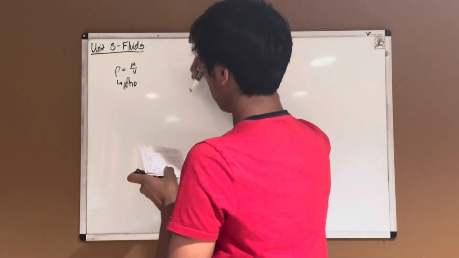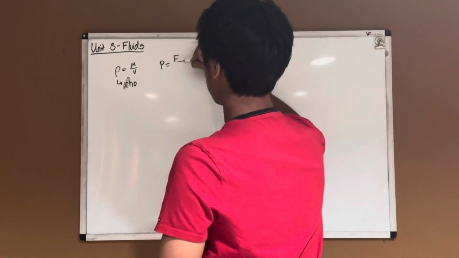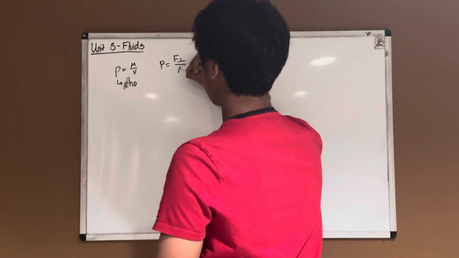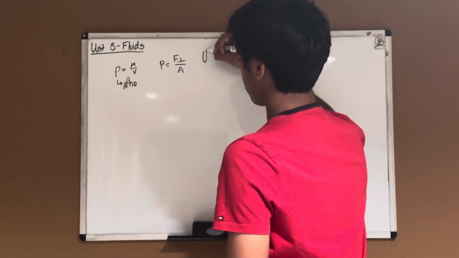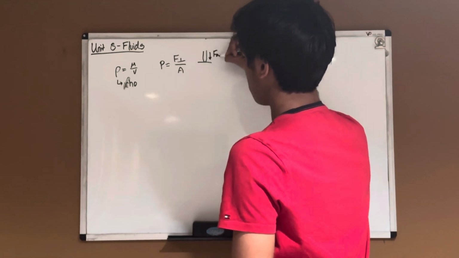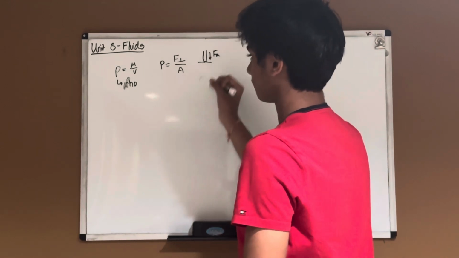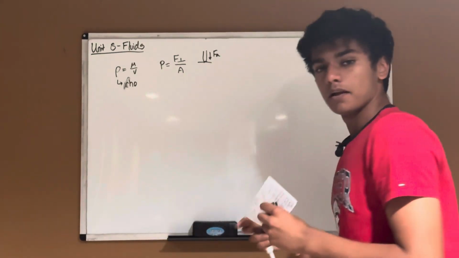Next formula we need to know is that pressure is equal to the perpendicular force divided by the area. So an example, the pressure of your finger pushing down on something is equal to the force you apply divided by the area of the tip of your finger. That's pressure.